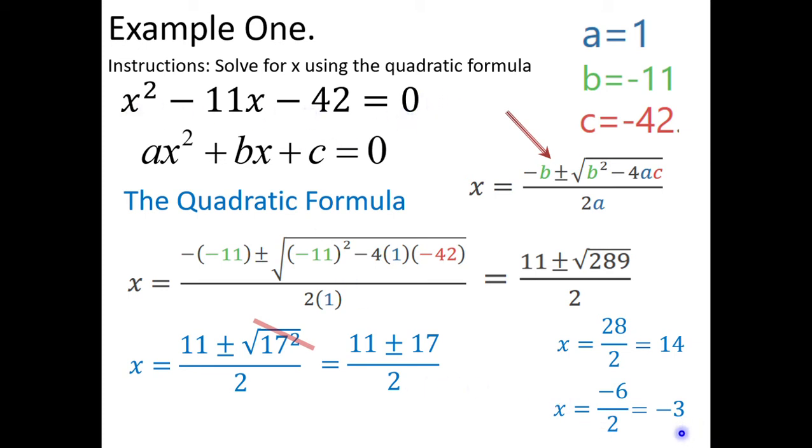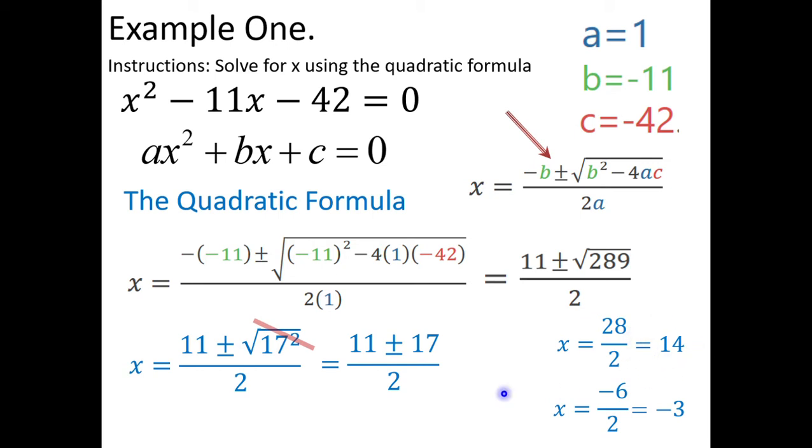Also, if we put a negative 3 in there, negative 3 squared minus 11 times negative 3, and then take away 42, that would also give us 0. So either one of these two numbers here is a solution to this quadratic equation. And notice here that 28 divided by 2 was 14. That's where the 14 came from. I had to reduce that fraction.